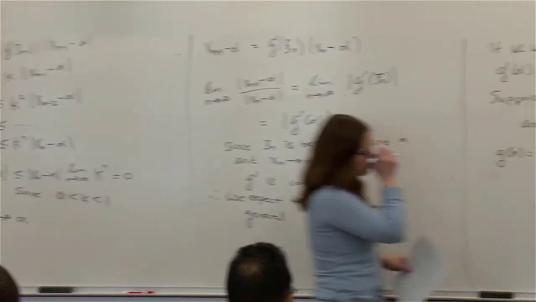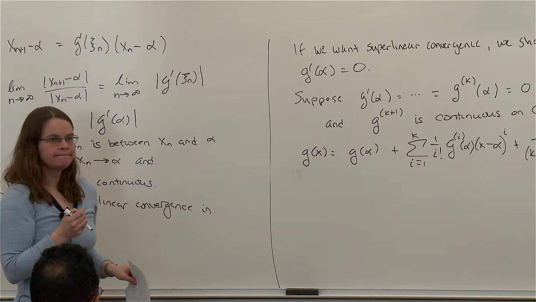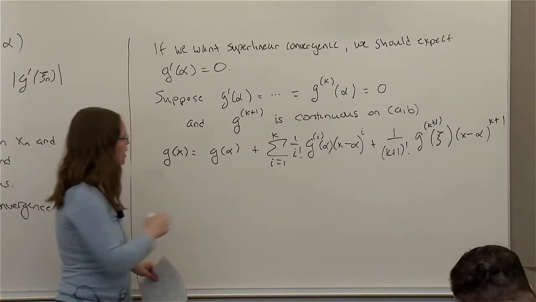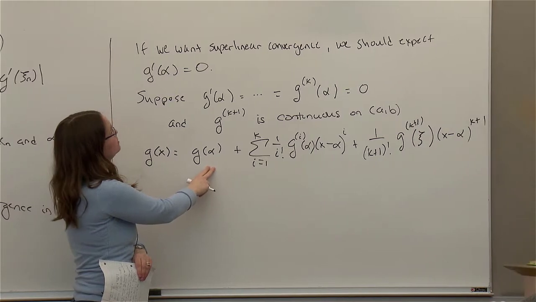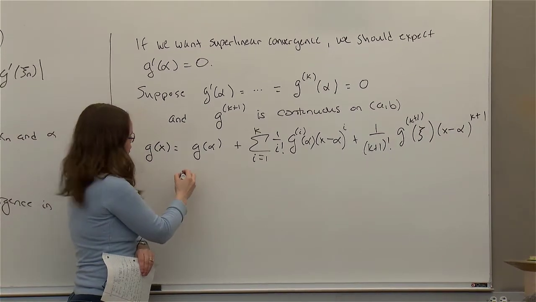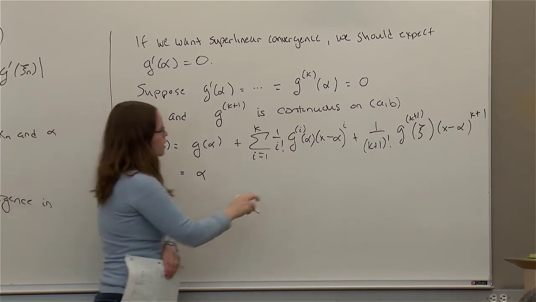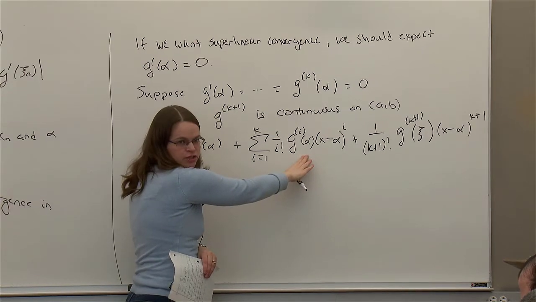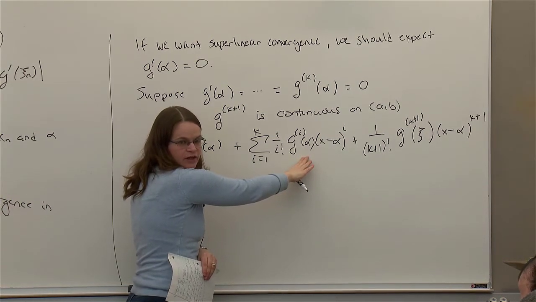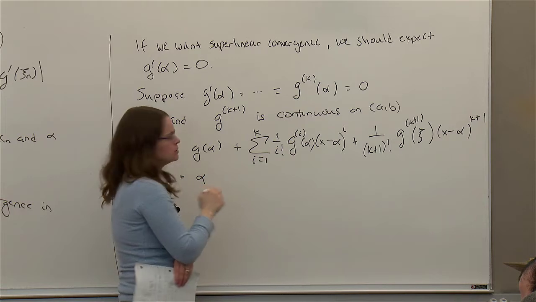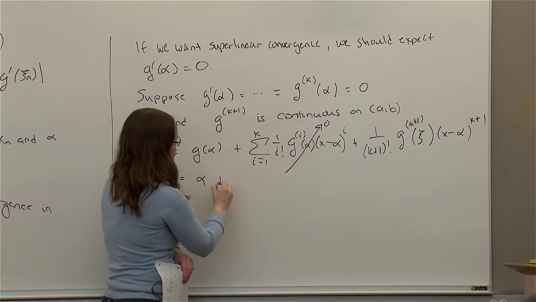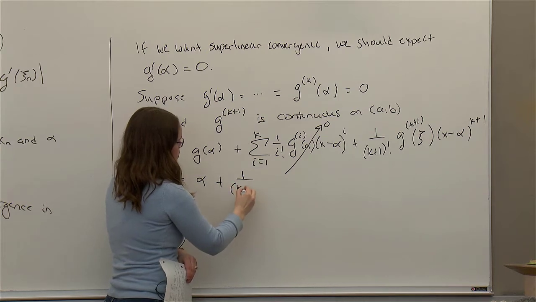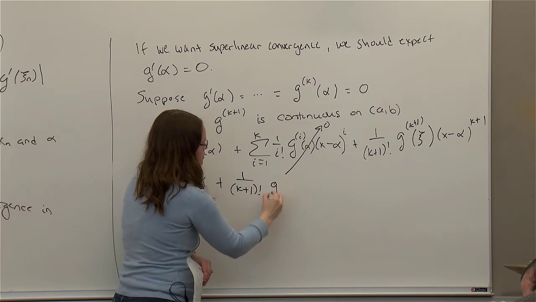All right, so we can simplify this a little bit. In the Taylor expansion, alpha is special, because alpha is my fixed point, so g of alpha is equal to alpha. Alpha was also special for this particular choice in that all these derivatives were 0, so all of these terms are actually 0. What I really have is alpha plus this error term.